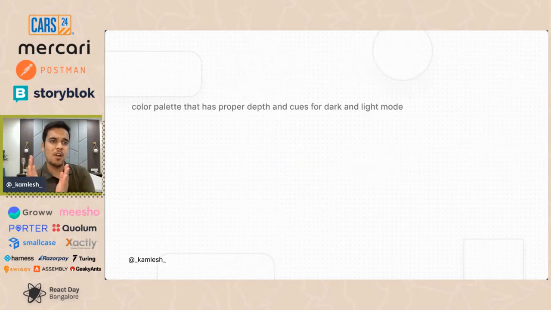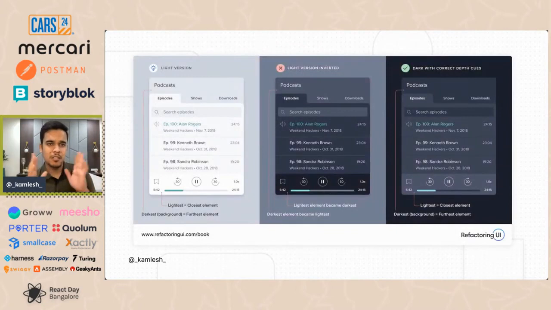Next, our color palettes now have proper depth and cues, which is specifically required for supporting light and dark mode. Now, what do I mean by depth and cues? Let me show you with an example. This is a famous example from the Refactoring UI book. So let's go one by one.